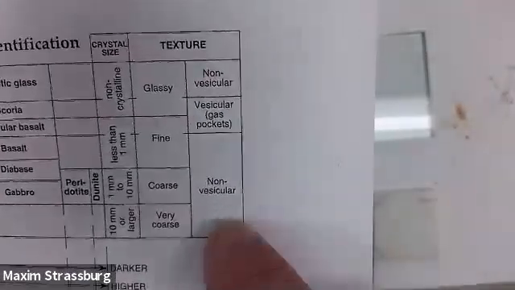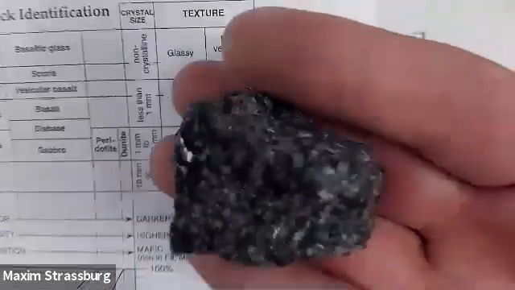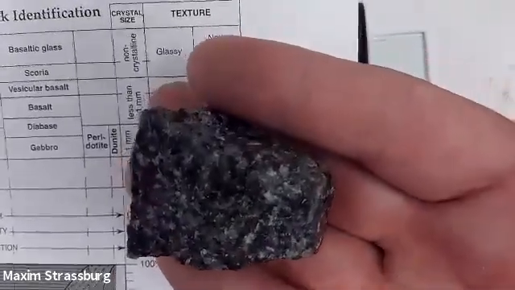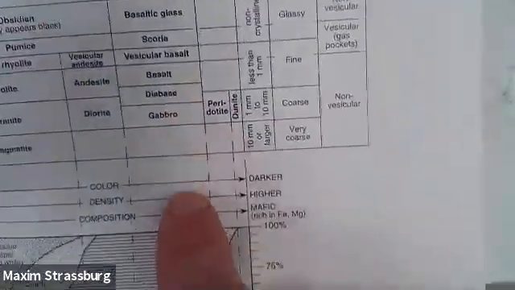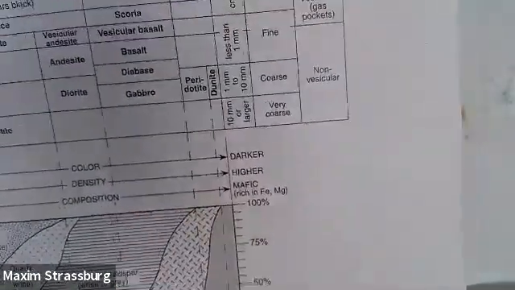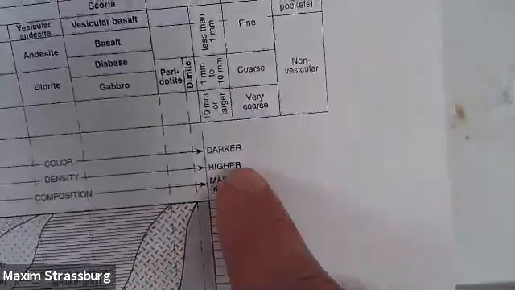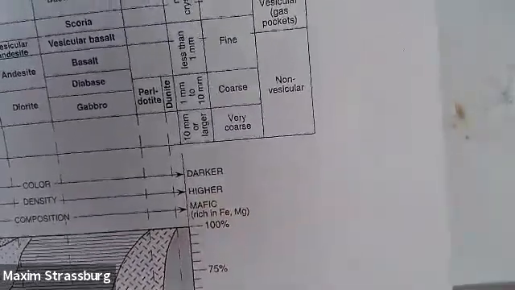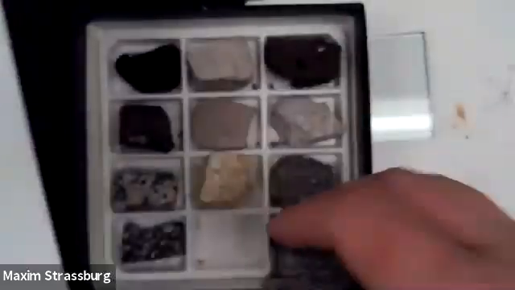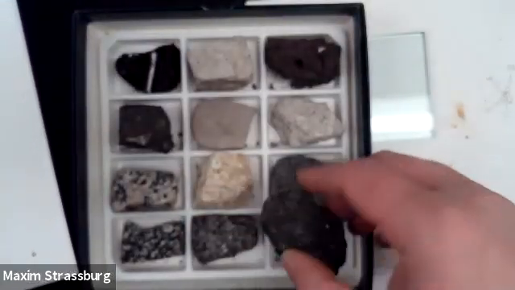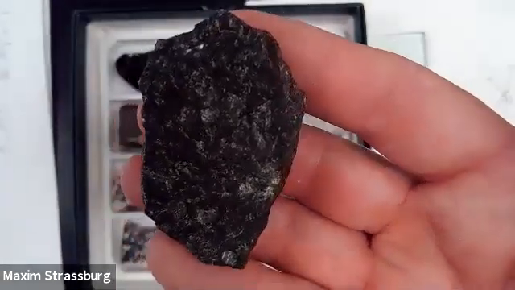I don't see any vesicles in the sample. Okay, it's all quite uniform in its coarseness. And I know that it falls on this side of the chart, being among my darker minerals, higher in density, quite mafic, okay, and intrusive as its environment of formation. That's my 11th sample. And my final sample here is a cool rock.